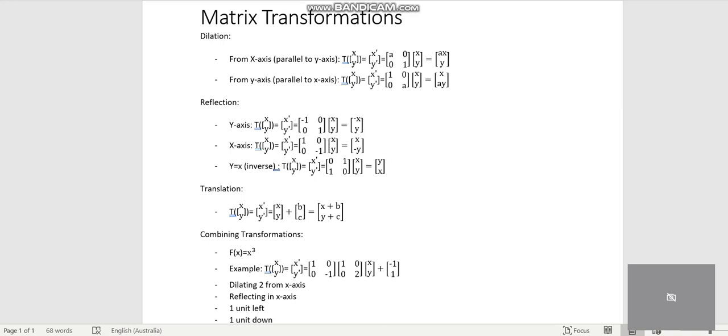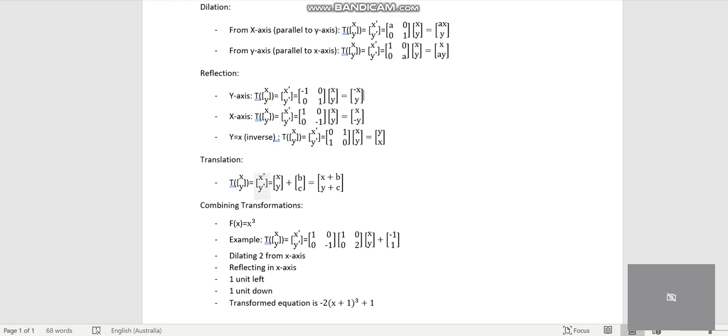So if you want to reflect in the line y equals x, this is known as the inverse. We haven't gone through that yet, but we'll be going through it soon. But if you want to do that, instead of having 1 and 0 here, 1 and 0, you swap it all together, so the x and y values swap. And that's what an inverse is in essence. That's all you need to know about the inverse for now. We'll be going through that quite soon.